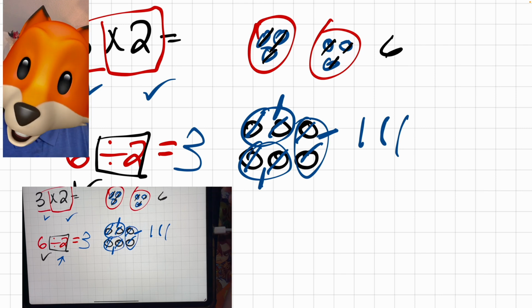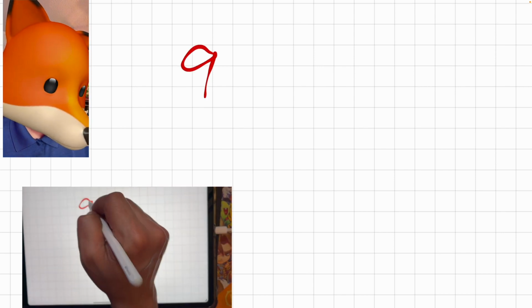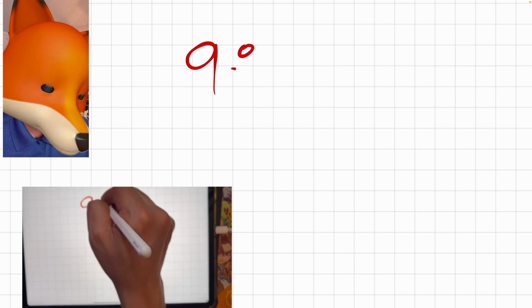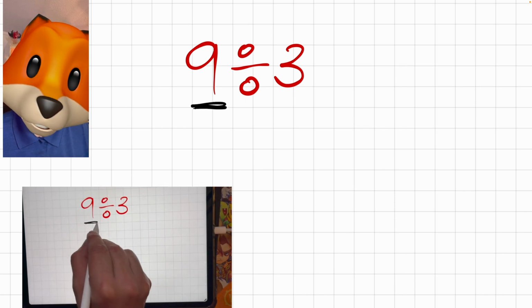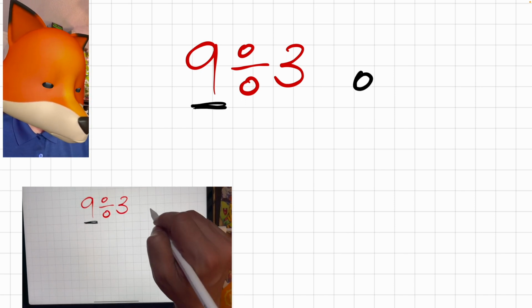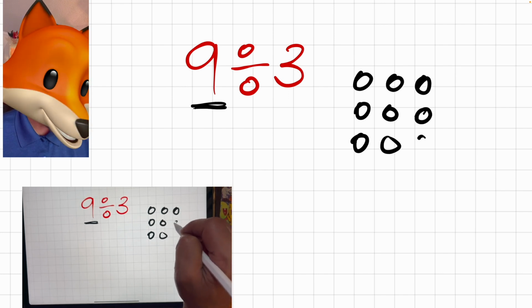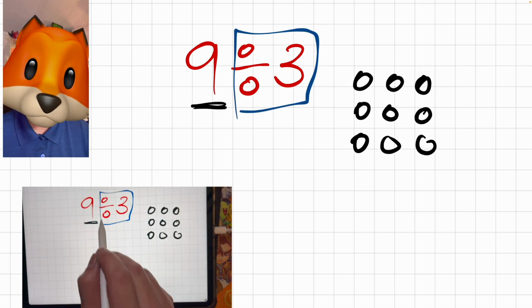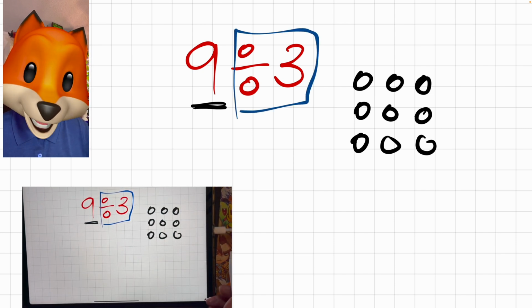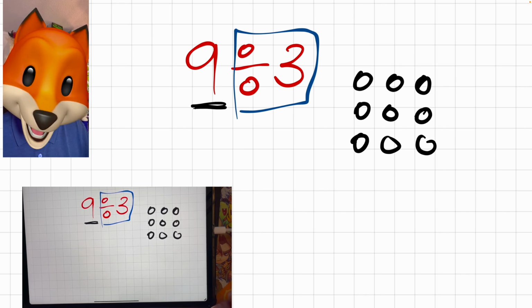Okay, one more. This time, I'm going to do 9. Ooh, that's an ugly 9. Boop. 9 divided by 3. Okay, so we're going to start with the total. That's 9. 1, 2, 3, 4, 5, 6, 7, 8, 9. Now, this is saying to separate it into groups of 3. So I'm going to go in there and just take out groups of 3 and see how many equal groups I was able to take out.